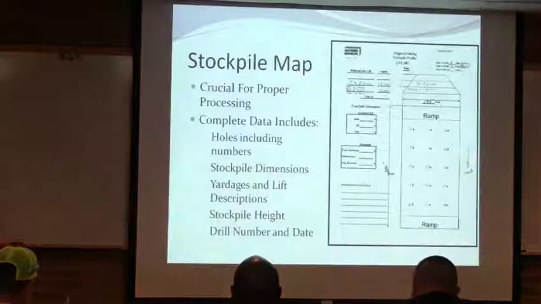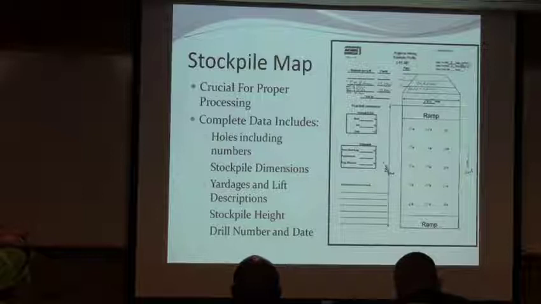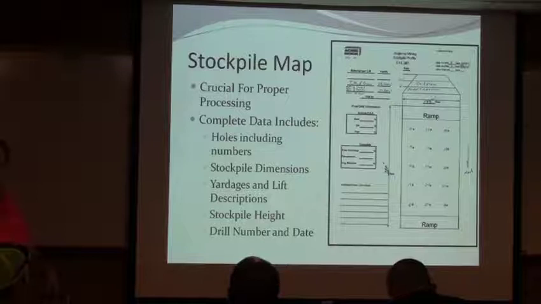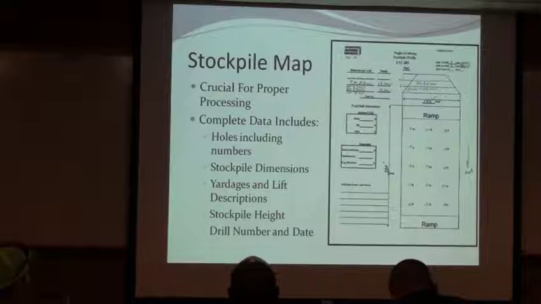We've all seen this. Let's see, where's the little laser thing? In the middle. Ah, there we go. Bobby talked about one with a line on it, so obviously this form has been modified over the years by various regional people, but this one does have a spot for the actual stockpile name on there.